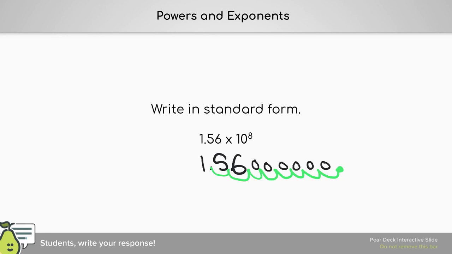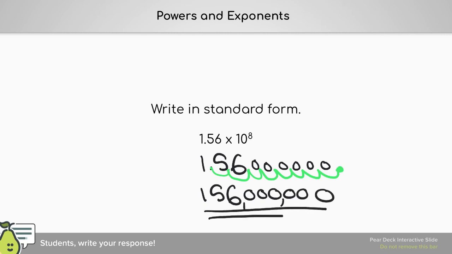And now let's rewrite our answer. 156, 1, 2, 3, 4, 5, 6 zeros. And here is our final answer, 156 million. Here is our final answer written in standard form.